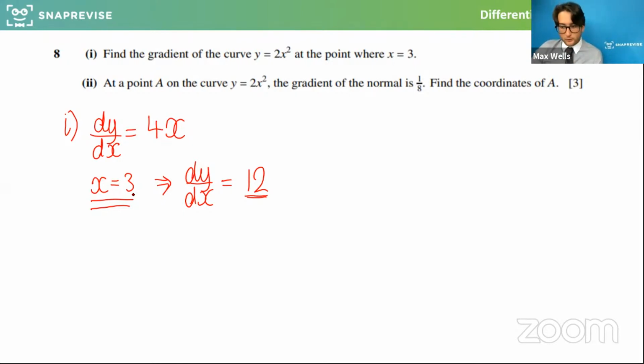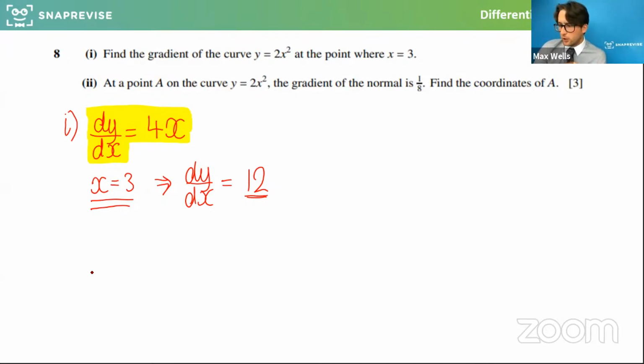Right. Now that we've got that function, this function is crucial. This gradient function here, dy/dx being 4x, is telling us what the steepness of the curve is doing. So it's following this thing. It's doing its own thing, the steepness. And I've worked out what's happening when x is 3. Now, it says in part 2 of the question, as some of you have looked at already, at a point A on the curve y equals 2x squared, the gradient of the normal is 1/8. Find the coordinates of A.